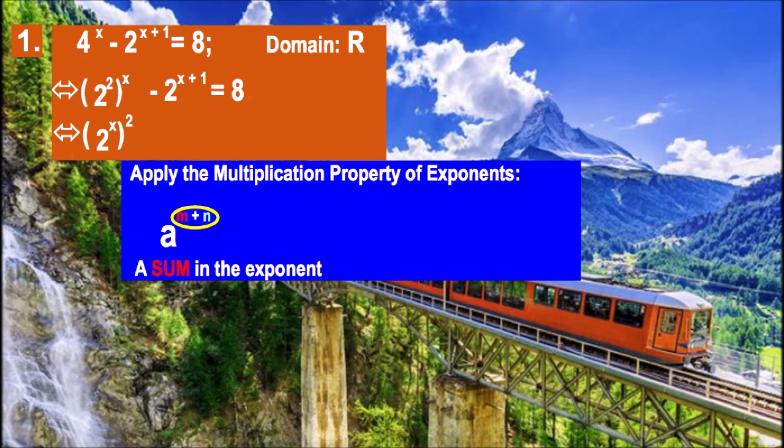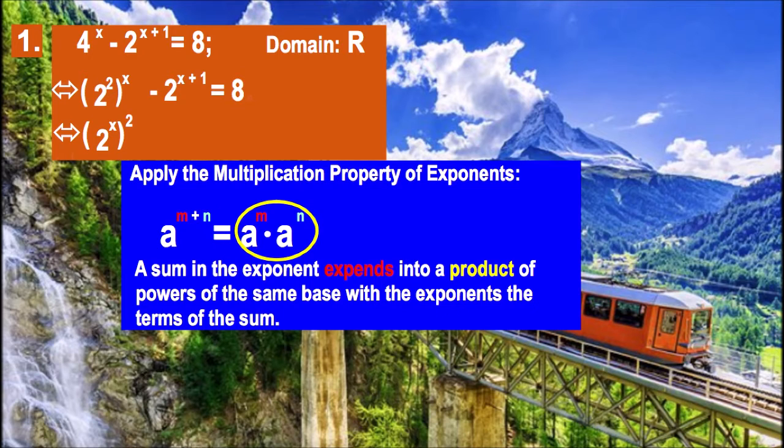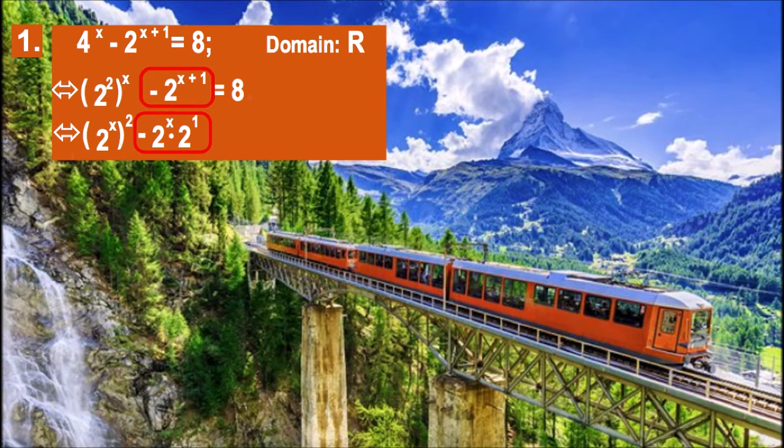Applying the multiplication property of exponents, which dictates that a sum in the exponent expands into a product of powers of the same base, with the exponents the terms of the sum. So expanding that, negative 2 raised to the power x plus 1 results in negative 2 raised to the power x times 2 raised to the power 1. Finally equals 8.